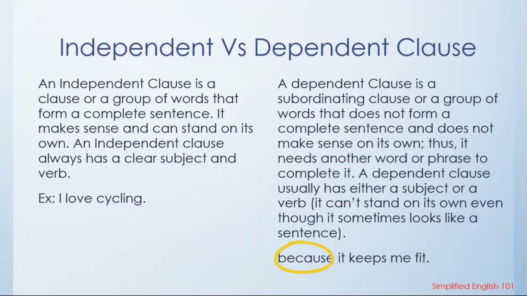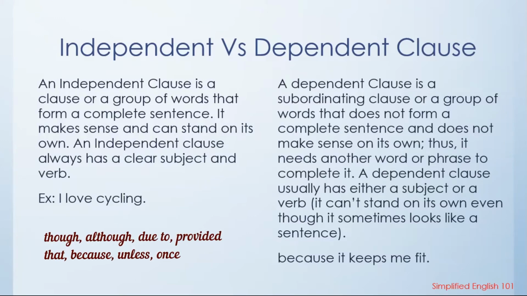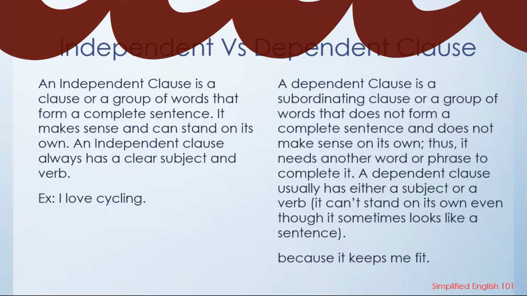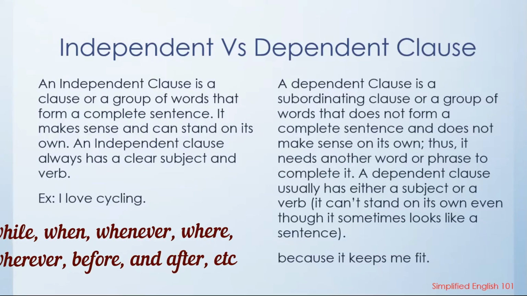Please note that when the subordinating conjunction because is removed, the remaining clause becomes an independent clause and can stand on its own. It is therefore important that you know the subordinating conjunctions, especially the ones that, when used, can create a false sentence. Some examples of these are for, since, therefore, hence, consequently, though, although, due to, provided that, because, unless, once, while, when, whenever, where, wherever, before, after, and the list goes on.